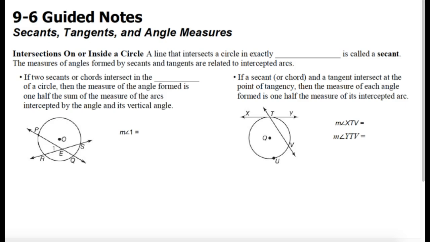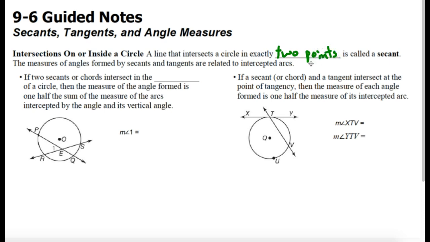All right, in this section, we're going to take a look at angles formed by secants and tangents. So first, let's define secant. That's a brand new term that we haven't seen before. A secant is a line that intersects the circle in exactly 2 points.